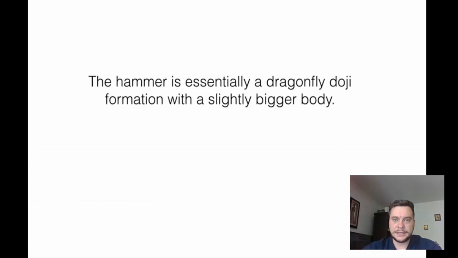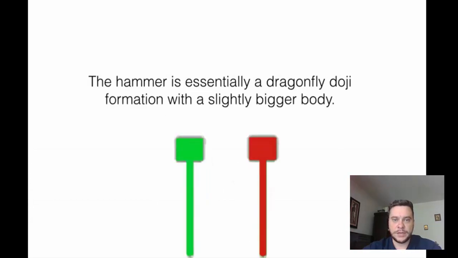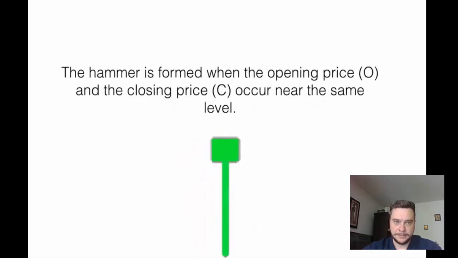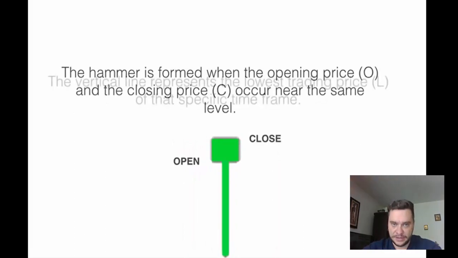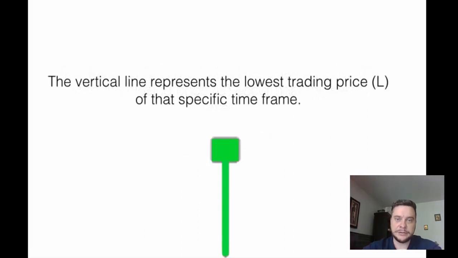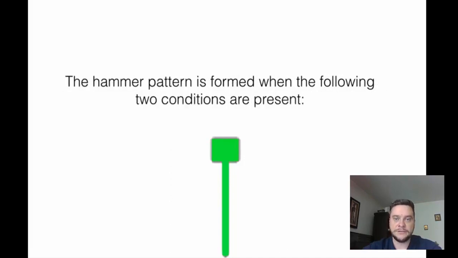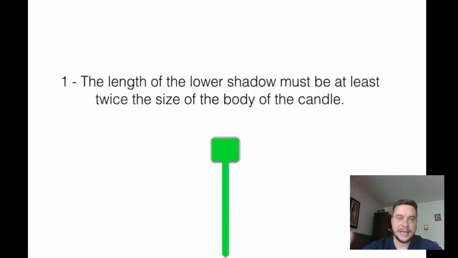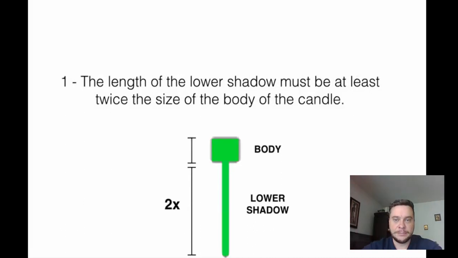The hammer is essentially a dragonfly doji formation with a slightly bigger body. The hammer is formed when the opening price and the closing price (C) occur near the same level. The vertical line represents the lowest trading price, L, of that specific time frame. The hammer pattern is formed when the following two conditions are present. The length of the lower shadow must be at least twice the size of the body of the candle.